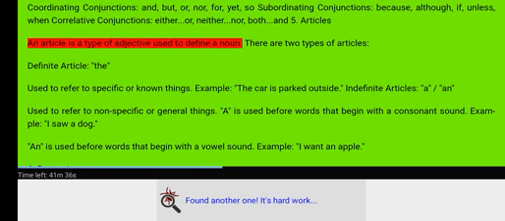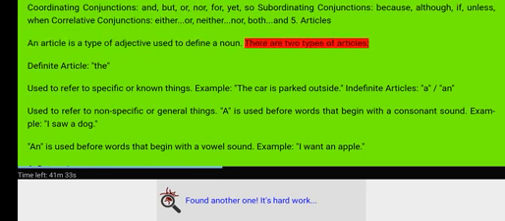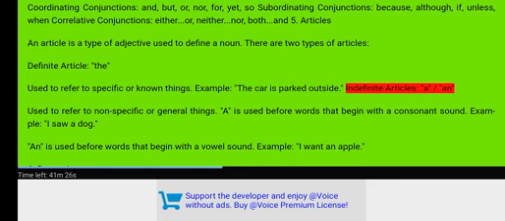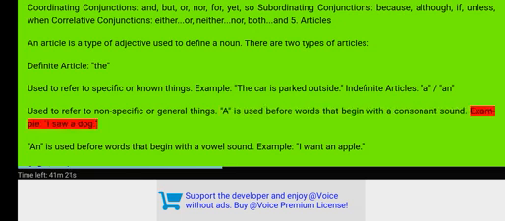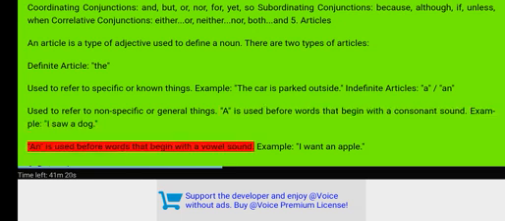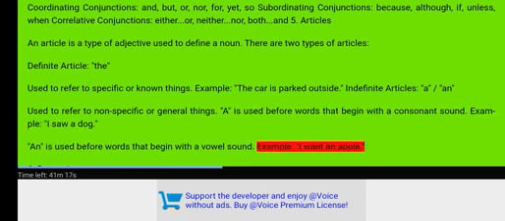5. Articles. An article is a type of adjective used to define a noun. There are 2 types of articles. Definite article: the. Used to refer to specific or known things. Example: The car is parked outside. Indefinite articles: a, an. Used to refer to non-specific or general things. A is used before words that begin with a consonant sound. Example: I saw a dog. An is used before words that begin with a vowel sound. Example: I ate an apple.